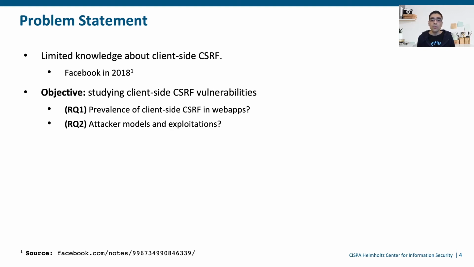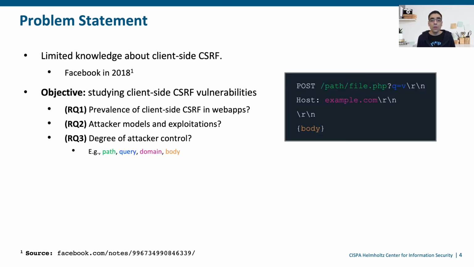That is, different methods an attacker can control a request, for example, by manipulating the URL, document referrer, or web storage, and the prevalence of each method. And finally, we are interested in the degree of attacker control, that is, which fields of a request an attacker can manipulate in real web applications.